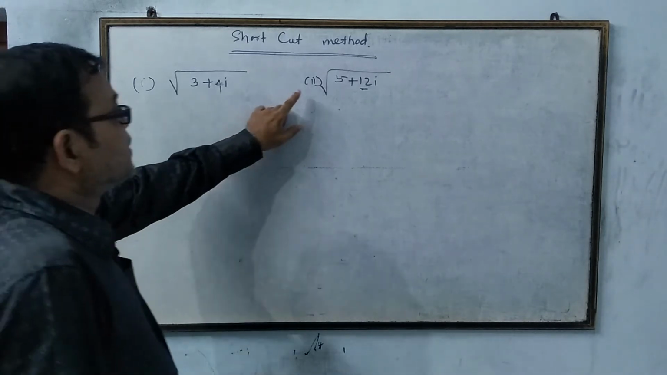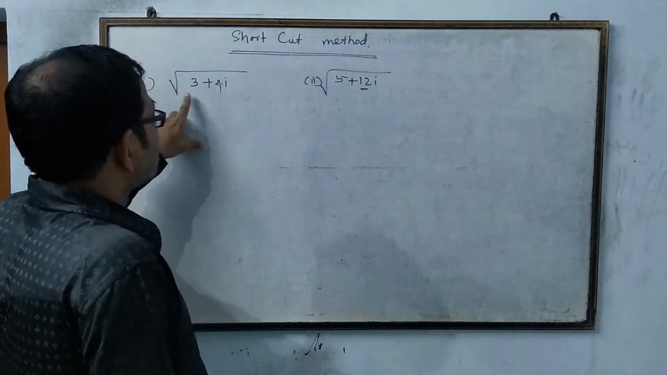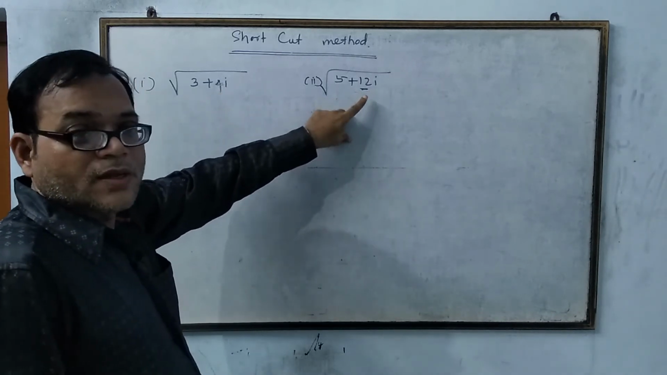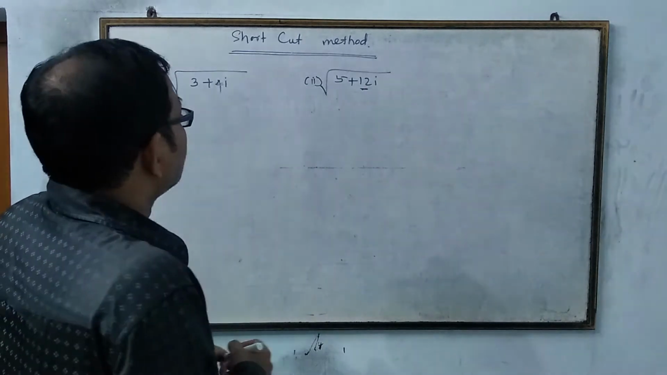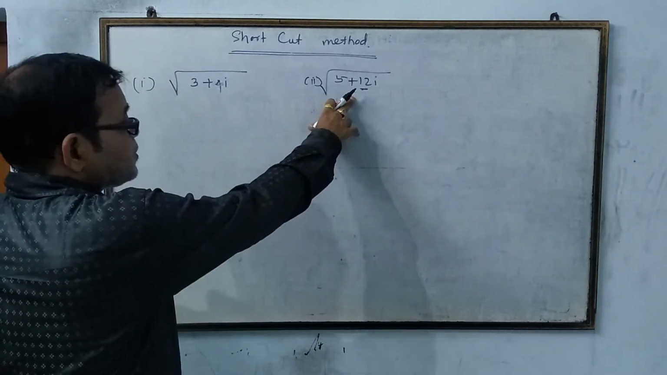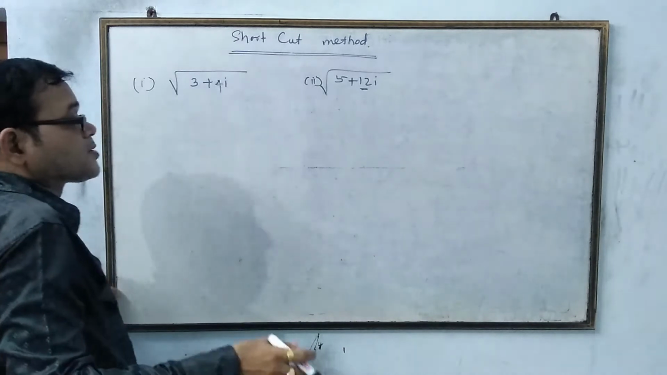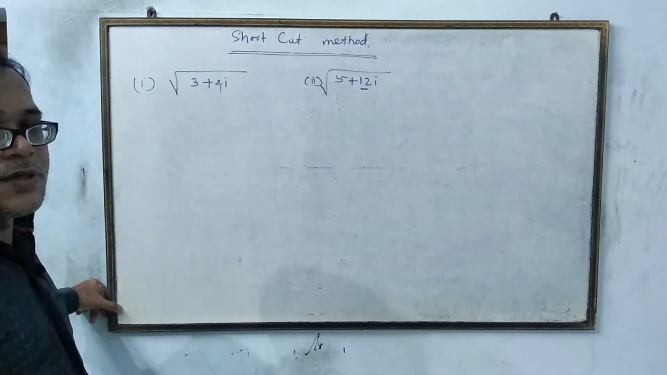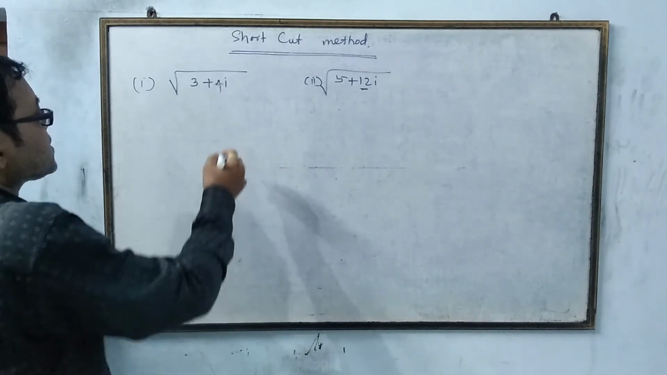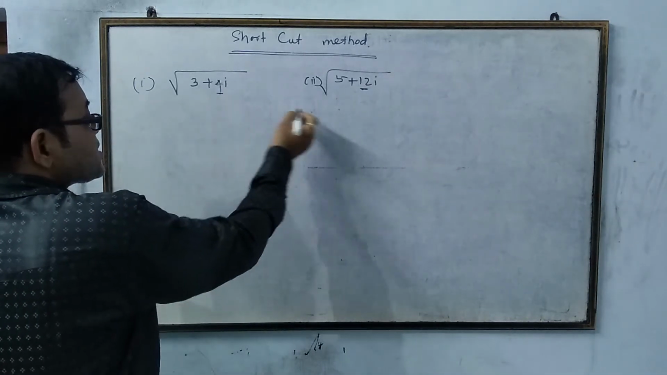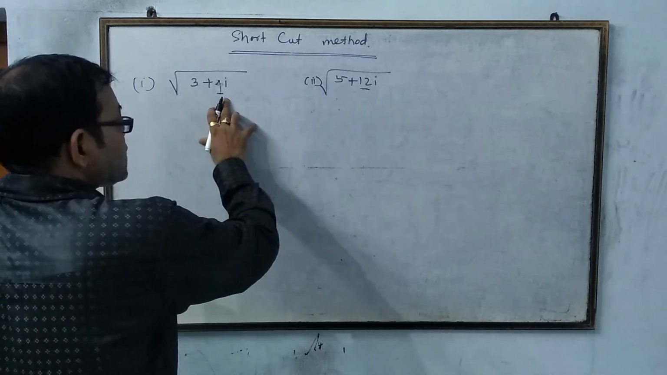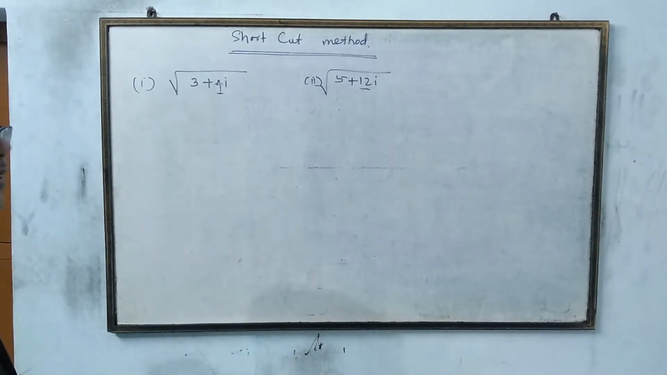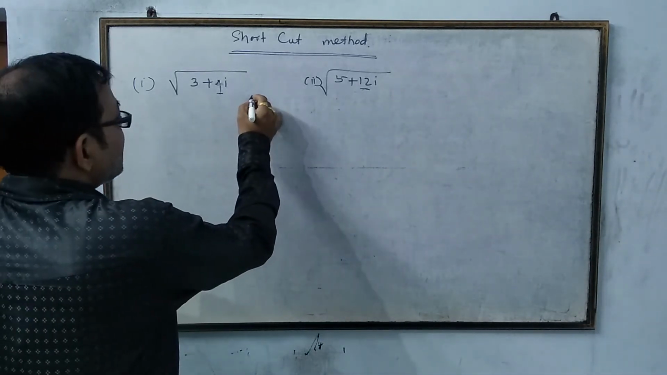Then the shortcut method to calculate the square root of 3 plus 4i and the square root of 5 plus 12i. Why have I taken these two numbers? Because these are complex numbers whose imaginary part is an even number. 4 is the imaginary part here, 12 is the imaginary part here. If it is an even number, then divide by 2.